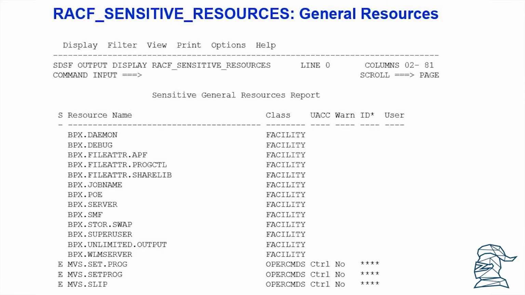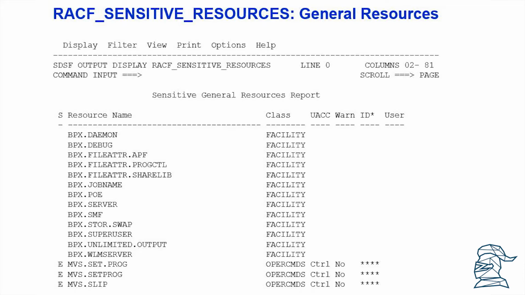The last part of the RACF Sensitive Resources check is the Sensitive General Resources Report. In this report, you'll find things like BPX.SUPERUSER, which allows a user to become a UID 0 superuser in the z/OS UNIX System Services environment. You'll also find MVS.SETPROG there, which allows a user to change the contents of the APF dataset list.